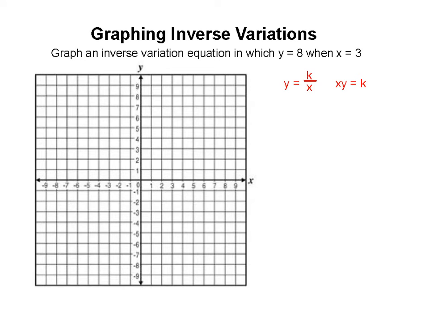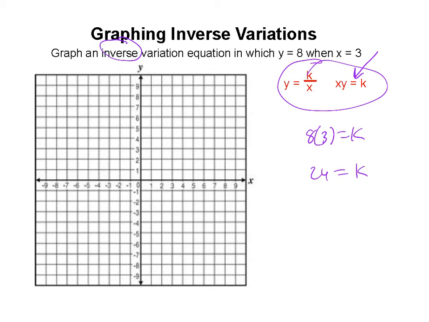So it says graph an inverse variation. Again, there's our keyword, right? So we're thinking, okay, it's got to look like this, in which y equals 8 when x equals 3. So let's just write our quick equation, okay? x times y equals k, right? So 8 times 3 equals k. In other words, 24 equals k. So xy equals 24 is our final equation. In other words, x times y always has to equal 24.